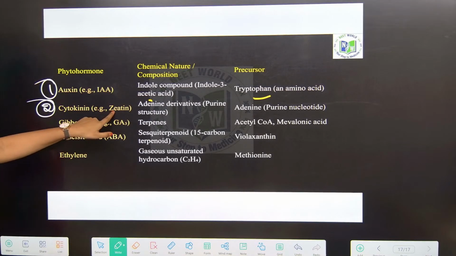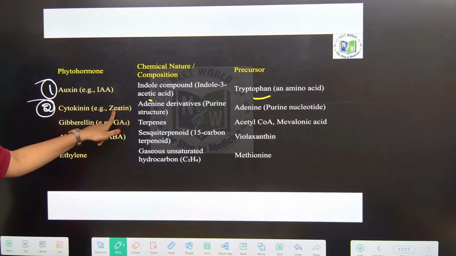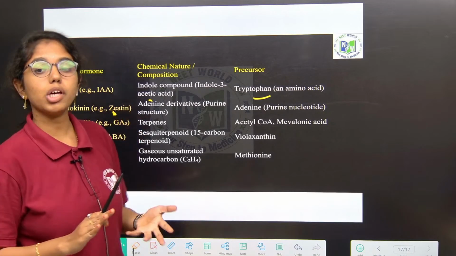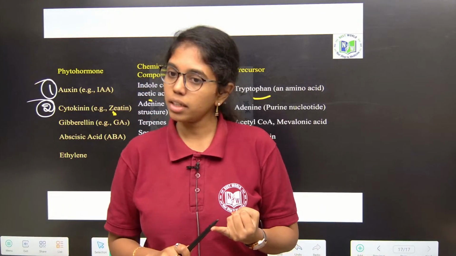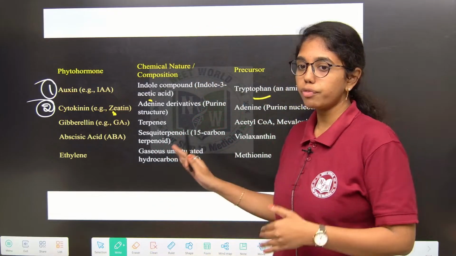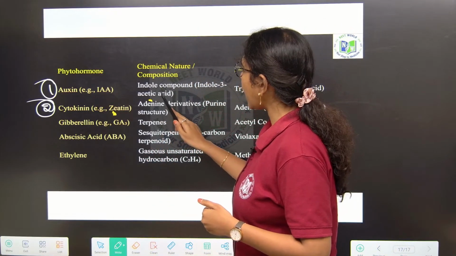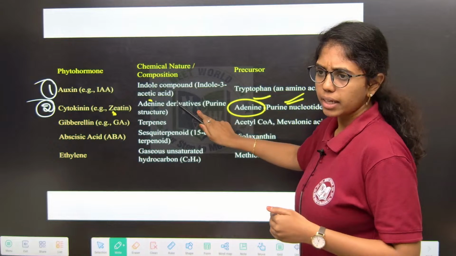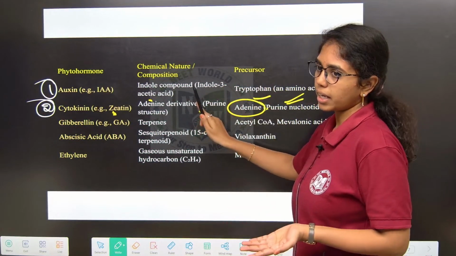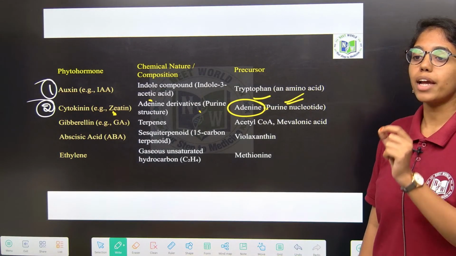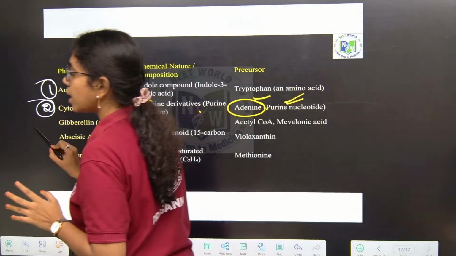Second is cytokinin. The artificial form is kinetin, and the natural form is zeatin. And where do you observe cytokinin naturally? In corn kernels, coconut milk, and yeast extract. Here you will see the natural form of cytokinin. They are adenine derivatives, which is a purine. Precursor is adenine. In your NCERT there is a term given, N6 furfuryl aminopurine.